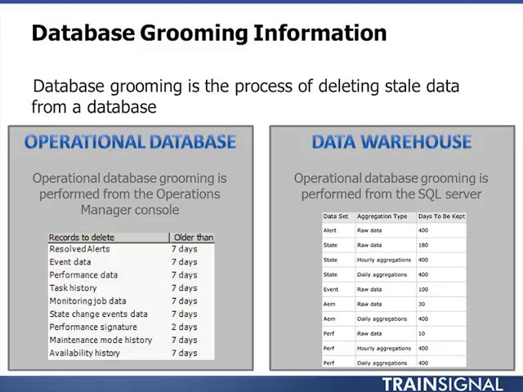And as you can see on your screen, some of the information is kept for as long as 400 days. This allows information to be kept for at least a year, but you can change this information if you like. In the operational database, grooming is performed from the Operations Manager console, and you can modify the grooming schedule. From the data warehouse, however, you cannot modify those items from the Operations Manager console. You actually have to go to a SQL Server table and modify the values in the SQL Server table to change the number of days that items are kept in the data warehouse database.